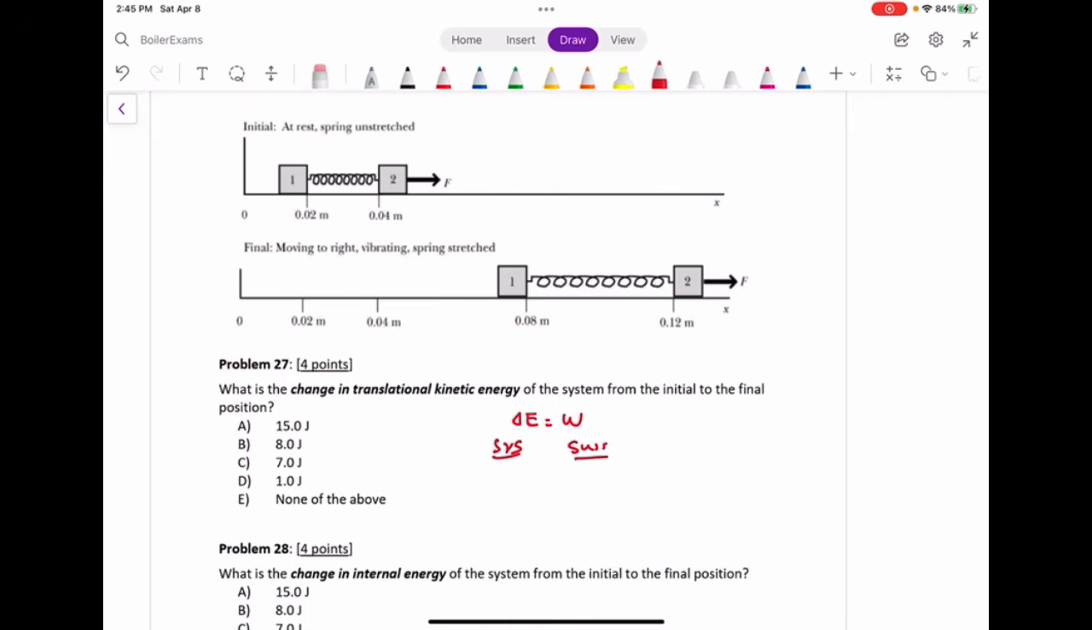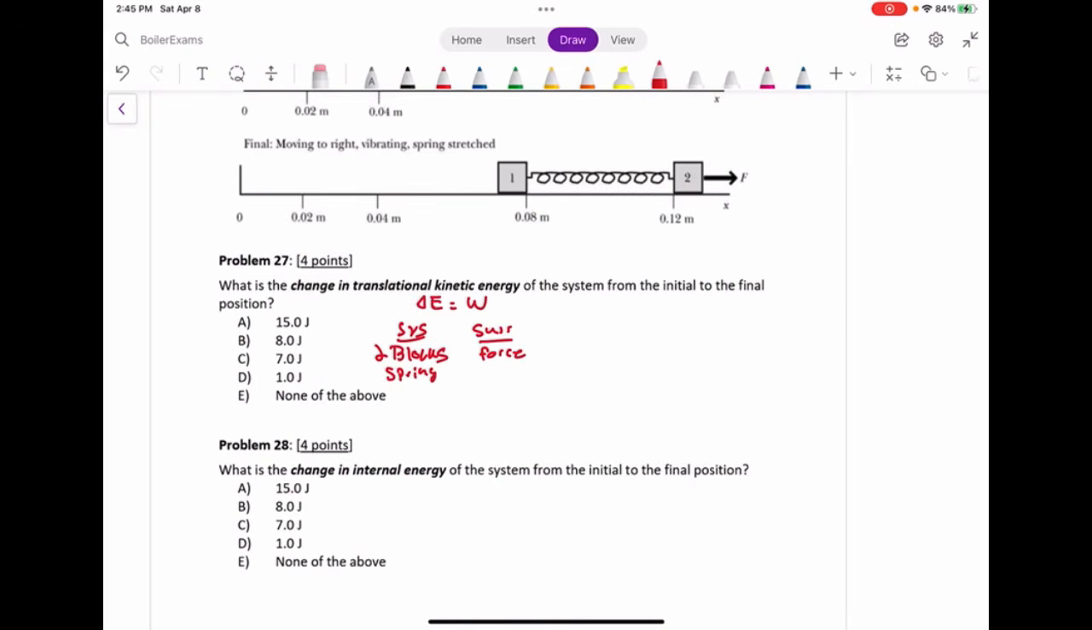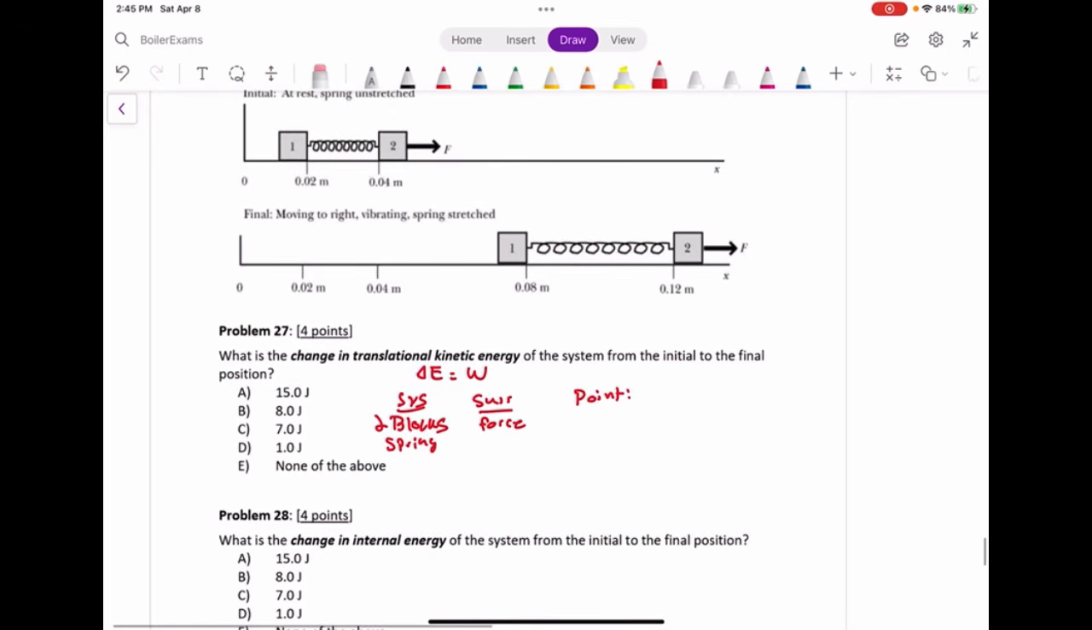System, surroundings, force, blocks. I'm going to put 2 blocks plus the spring, not that that's going to matter. Okay, so we've got all that in our system. Move this over, give me room. Okay, and then we're doing the point particle. So on the left-hand side, we're going to have delta K trans, and that's going to equal our work. And work is equal to force dot distance.